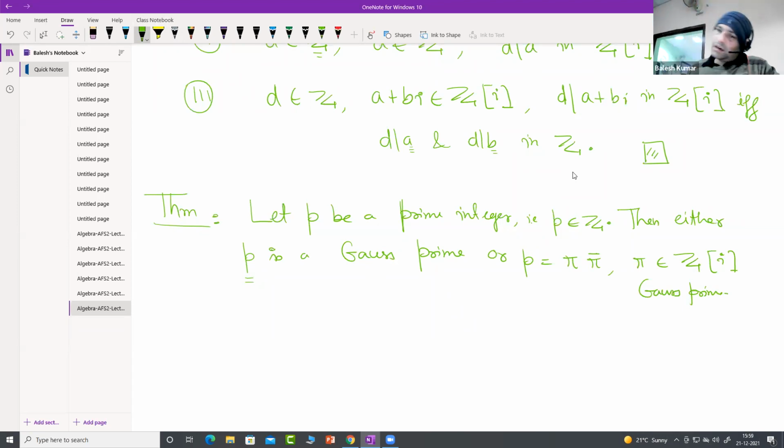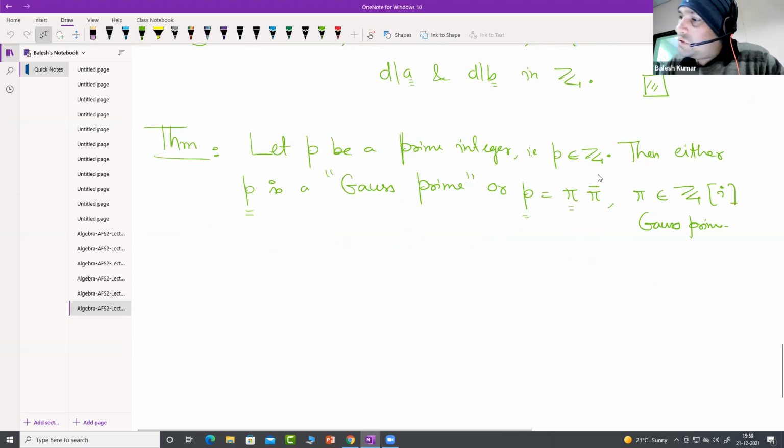So what we are saying is that an ordinary prime integer inside Z[i] may be a prime. If it is not a prime, then it will have a factorization, and there will be precisely two factors for this prime p, where these pi's are the prime or irreducible elements inside Z[i]. And bar here denotes the complex conjugation of pi. Let us try to prove this, and then we will proceed further.